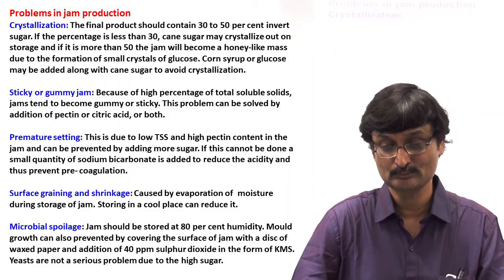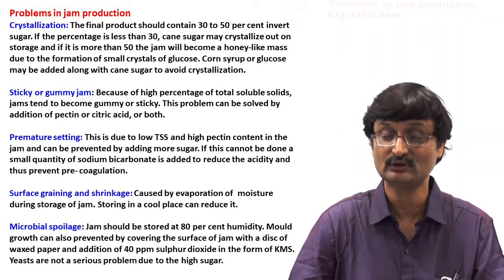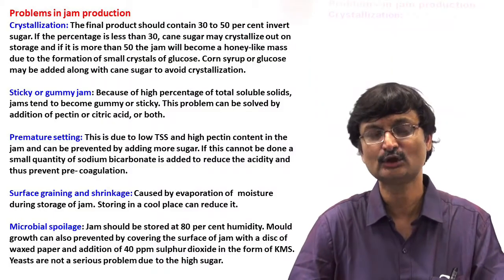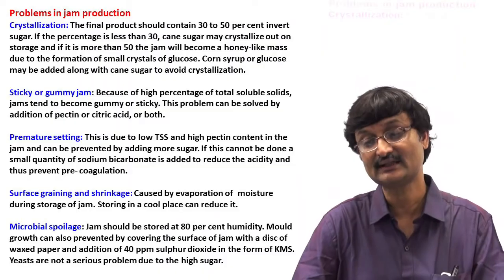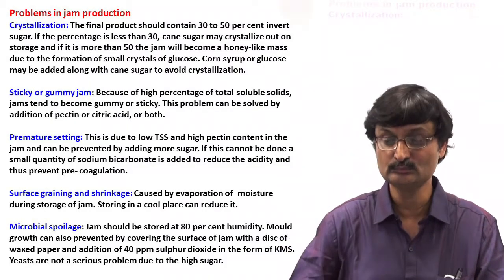Sticky or gummy jam. Because of a high percentage of TSS, jam tends to become gummy or sticky. This problem can be solved by addition of pectin, citric acid, or both. Premature setting. It is due to low TSS and high pectin content in the jam and can be prevented by adding more sugar.